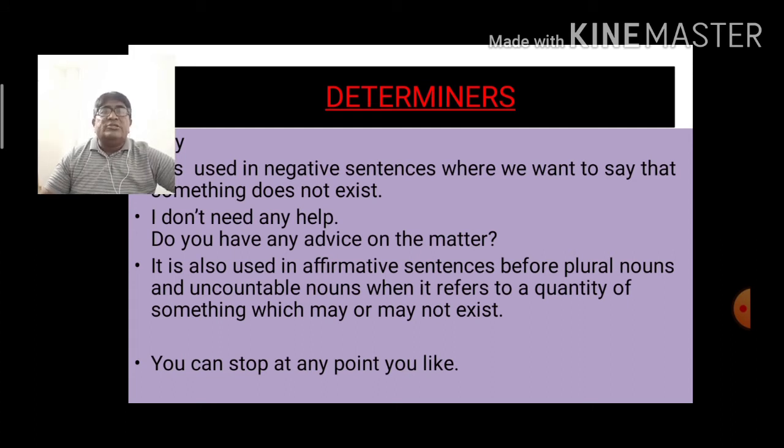It is also used in affirmative sentences before plural nouns and uncountable nouns when it refers to a quantity of something which may or may not exist. For example, you can stop at any point you like. So this is the best example which I have given to you.